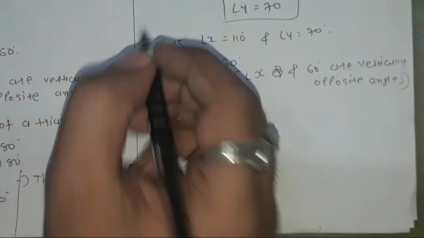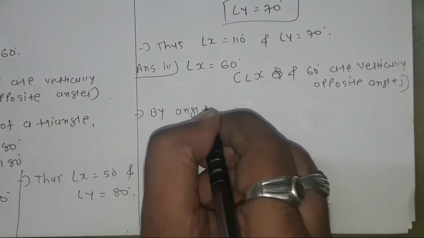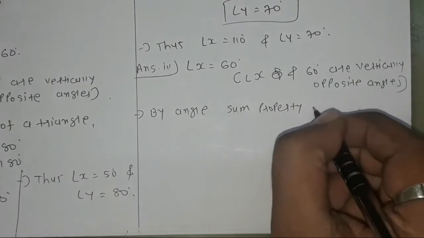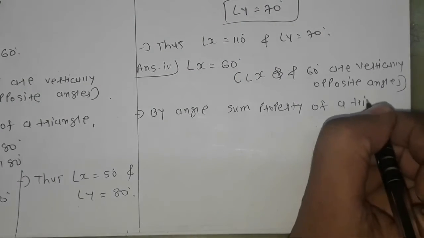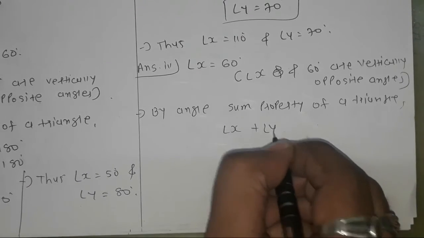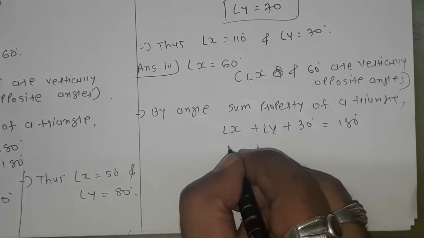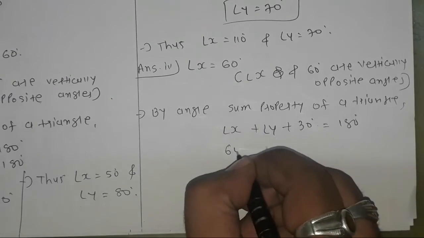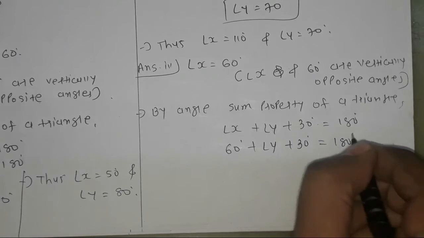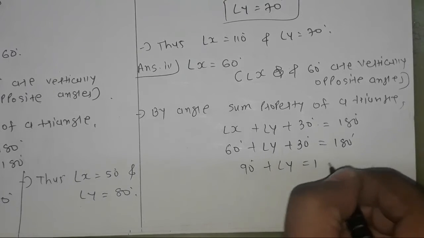Now we have to find value of angle y. So for that we'll use angle sum property. So here we can write, by angle sum property of a triangle, or you can also write the statement, angle x plus angle y plus 30 degree is equal to 180 degree. Now value of angle x we already found, how much, 60 degree, plus angle y plus 30 degree is equal to 180 degree. Now 60 plus 30 we all know 90 degree, plus angle y is equal to 180 degree.